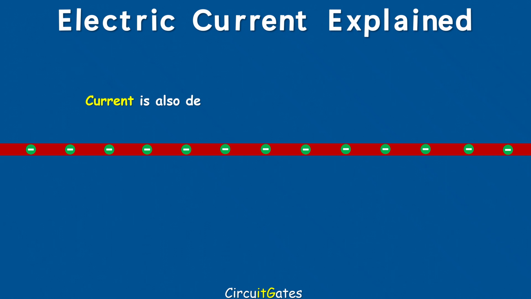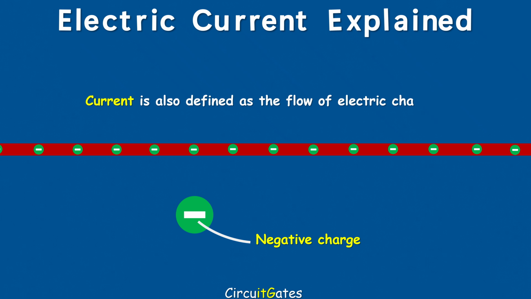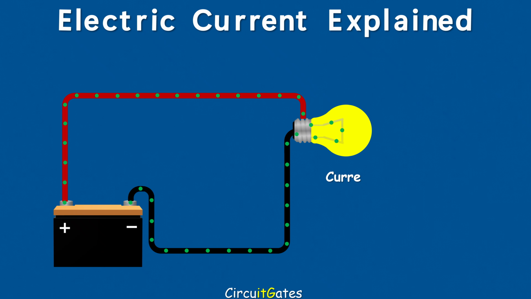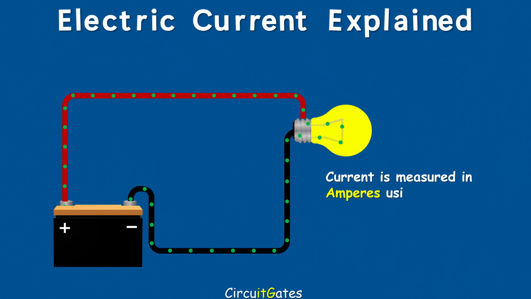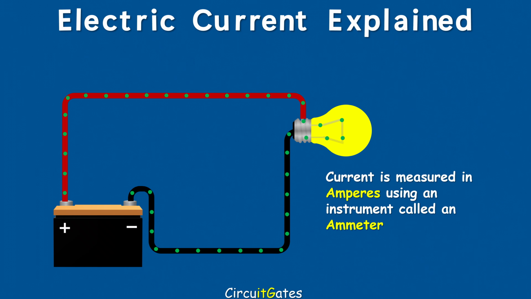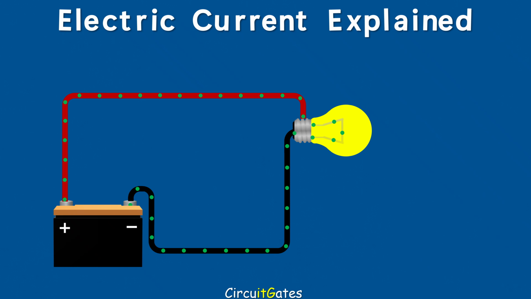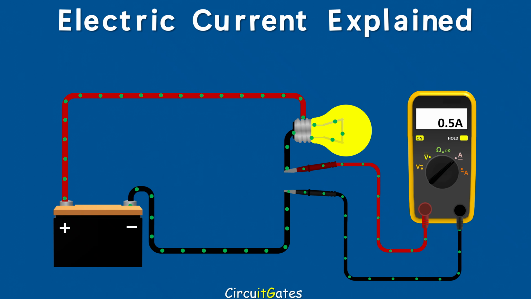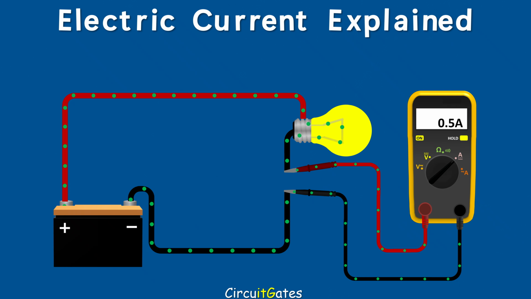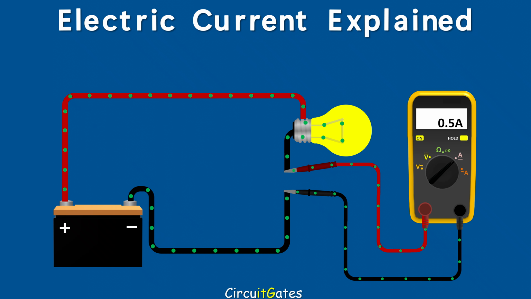Current is also defined as the flow of charges, since negative charges found on electrons are the ones that cause electrons to move. Current is measured in amperes using an instrument called an ammeter. To measure current flow in a circuit or passing through a certain electric component, an ammeter is connected in series with that component. Like here, the electric component is a light bulb, so that all electrons that pass through the light bulb will also pass through the ammeter and be counted.